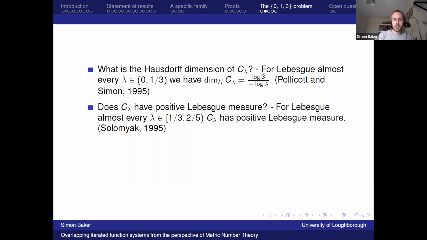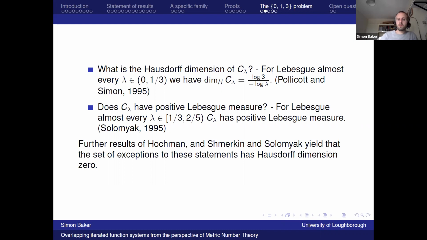Then when does it have positive Lebesgue measure? Well, Solomyak in 1995 proved that for Lebesgue almost every lambda between a third and 2/5, C lambda is going to have positive Lebesgue measure. And more recently, if I combine results of Hochman, Shmerkin and Solomyak, I can strengthen these statements to say that in fact the set of exceptions is going to be of 0 Hausdorff dimension. So we have very strong results which say outside of small sets, we know what the Hausdorff dimension is going to be and what the Lebesgue measure is going to be.